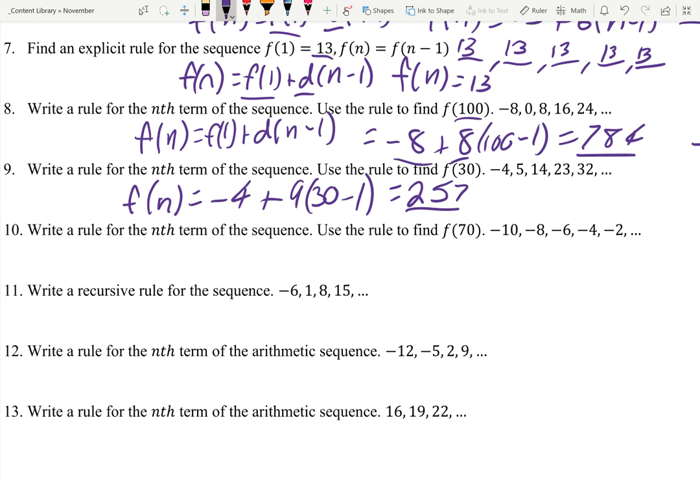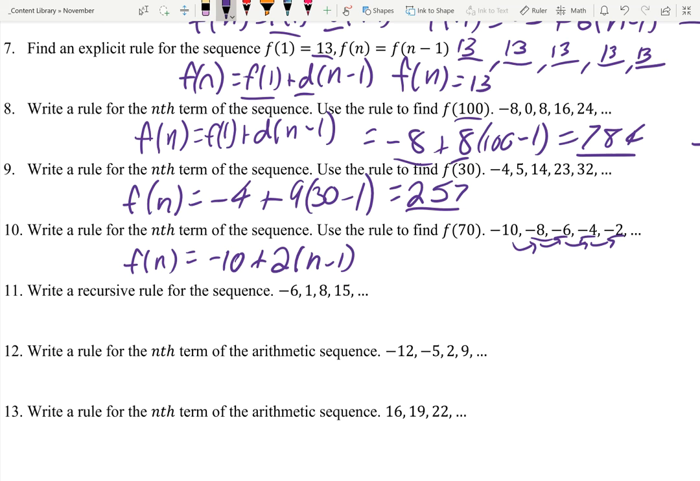Do the exact same thing again in number 10. So f of n equals our first term, which is negative 10, plus our common difference. Our common difference here is adding 2. As the negative numbers get smaller, that means we're adding numbers to it. So it is plus 2 and minus 1.